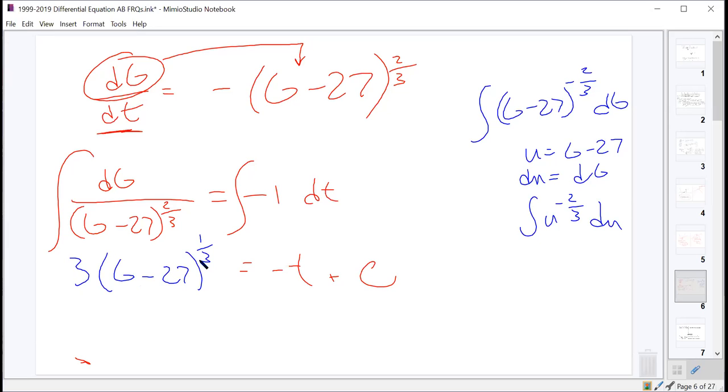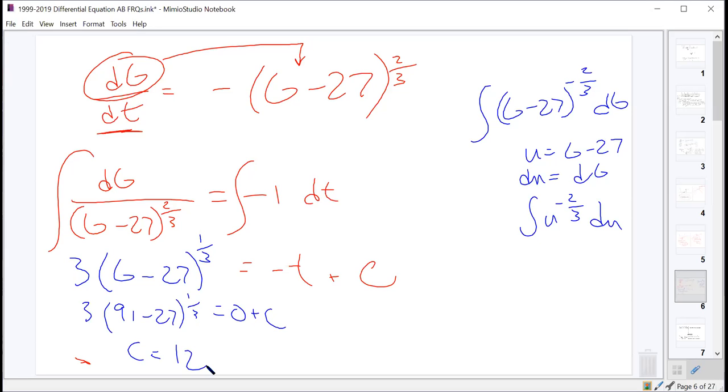Now what do we have to do? This is the part sometimes people forget about. We need to solve for our constant. The initial condition we were given was that when t equals 0, the temperature was 91, right? So we've got 3 times (91 minus 27) to the 1/3 equals 0 plus our constant. And our constant then should be, let's see, 91 minus 27, it's still 64. I hope. The cube root of 64 is 4, like it's always been, and 4 times 3 is 12. Everybody good there? So we got a constant of 12.